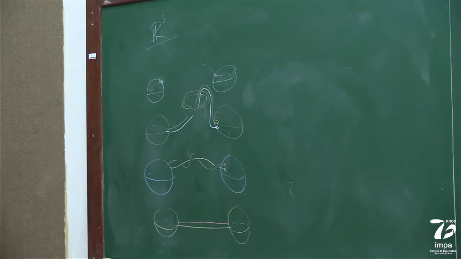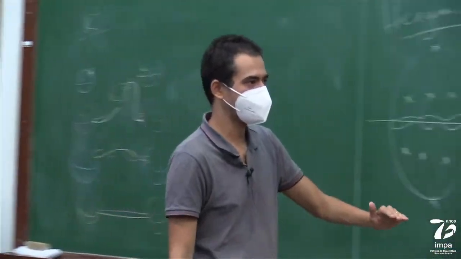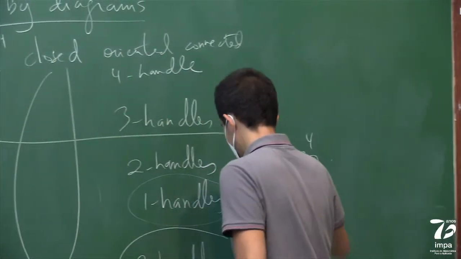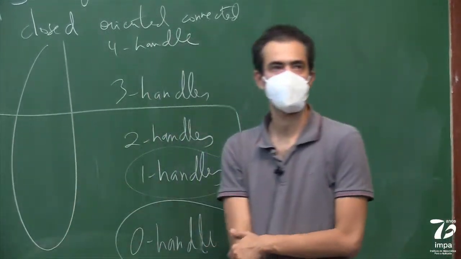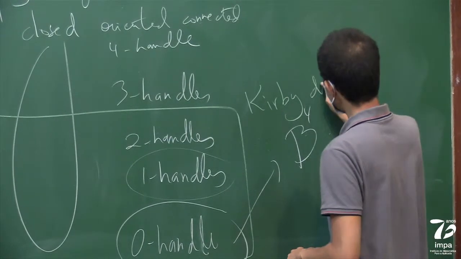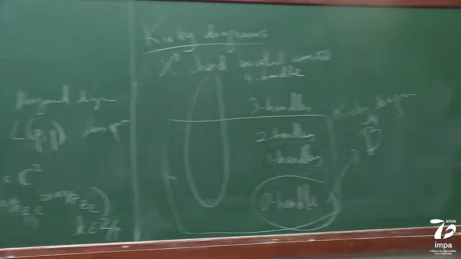Actually, this is what's called a Kirby diagram. This is the diagram that represents what you do after you attach the one and the two handles. The Kirby diagram is the representation of this. And then now you're like, okay, now I have to attach three handles. How do you attach three handles?